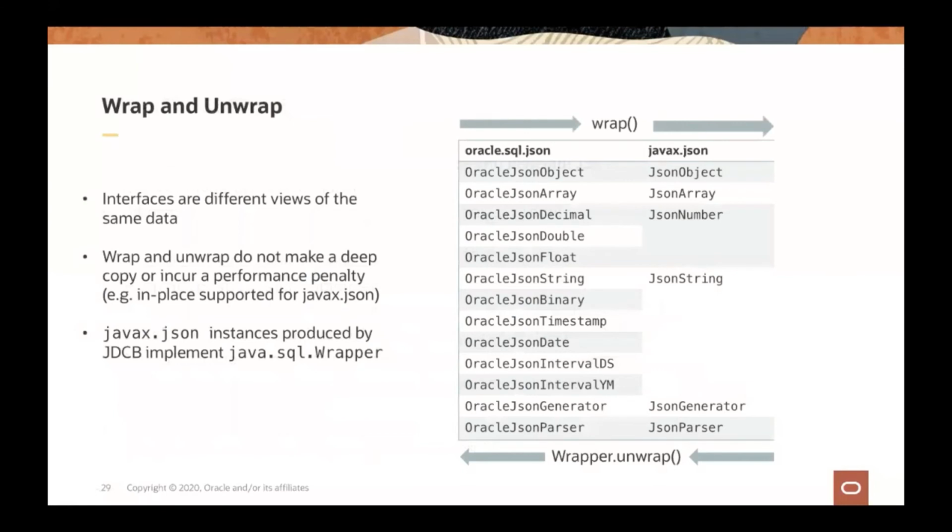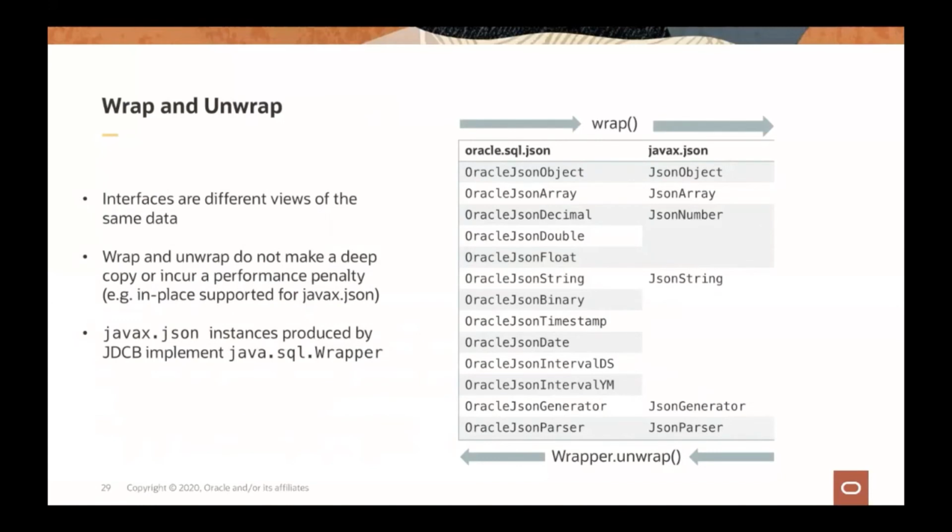So for JavaX JSON and Oracle SQL JSON, you can view these two different sets of interfaces as views or facades over the underlying actual data. We allow you to, at any point, even after the value is created, move back and forth between these two sets of interfaces. And you can do so without really incurring a performance penalty. They're really kind of lightweight wrappers over it.